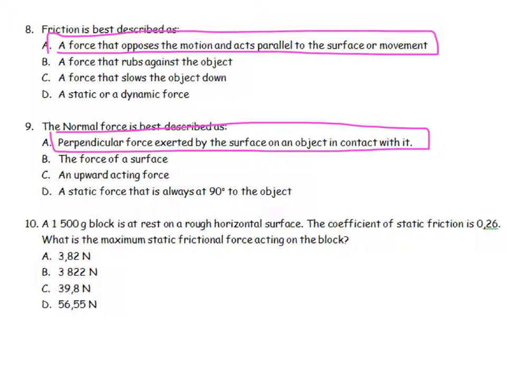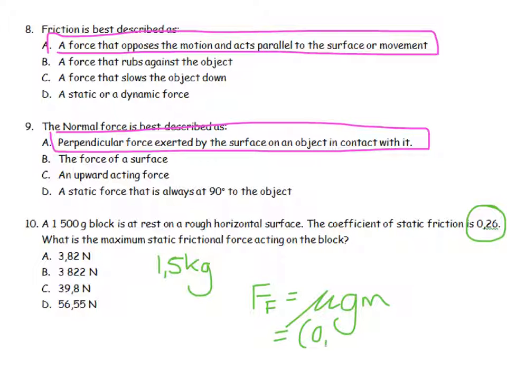And if I've got a 1500 gram block, I first need to change that into 1.5 kilograms. It's at rest on a rough horizontal surface. The coefficient of static friction is 0.26. What is the maximum static frictional force? Frictional force is equal to the coefficient of static friction times mass times gravitational acceleration. So it's 0.26 times 9.8 times the mass of the block, which is 1.5 kilograms, and I land up with an answer of 3.82 newtons.